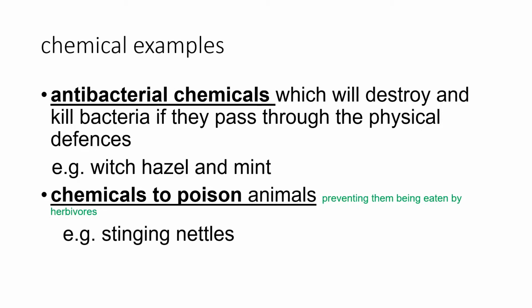What you need to be able to say from this lesson is that there are 3 types of physical defences by plants: mechanical, physical and chemical. You need to be able to give examples for mechanical, physical and chemical, and be able to link associated plants with them.